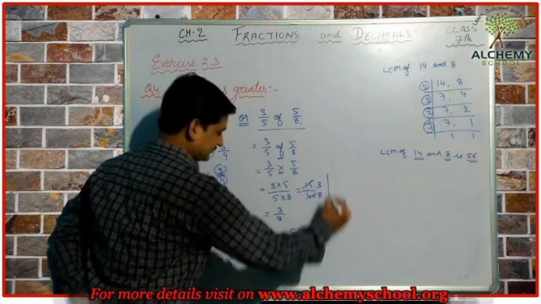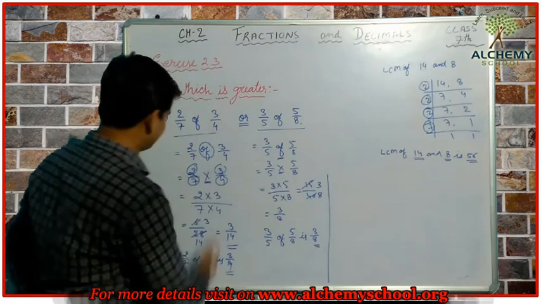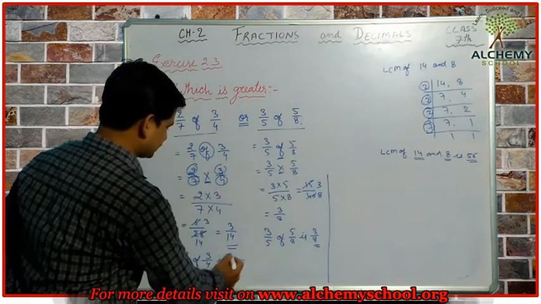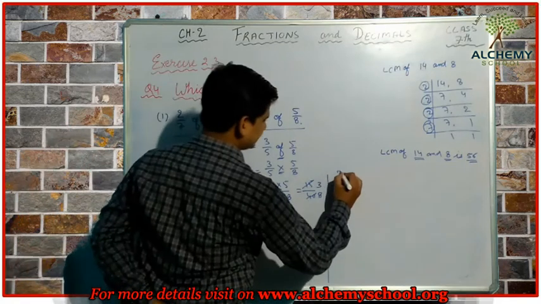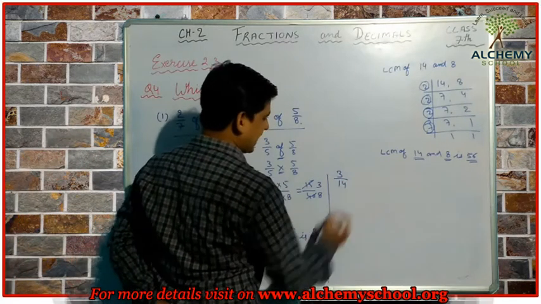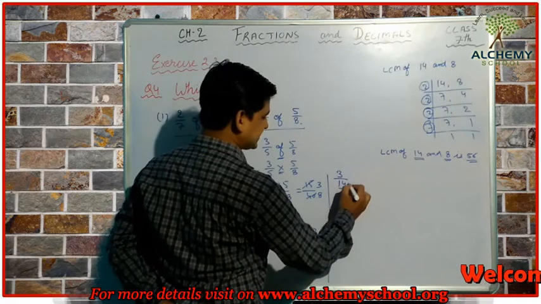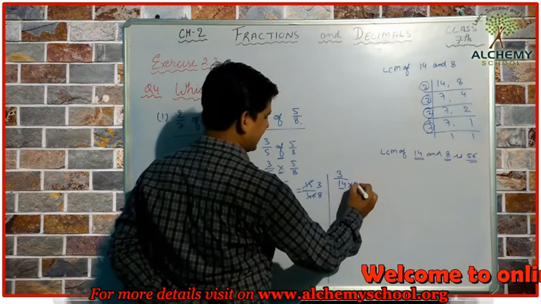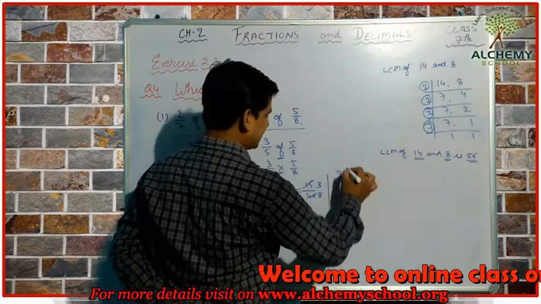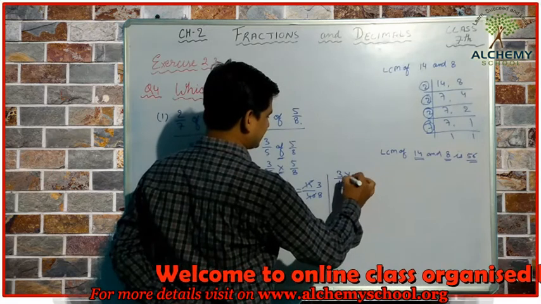Okay, so first we will see for this. So we have 3 upon 14. Okay, how can we make it 56? So we have to multiply it by 4. At the same time, the numerator also will be multiplied by 4.